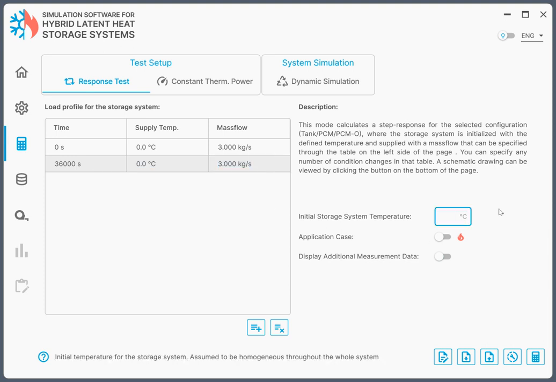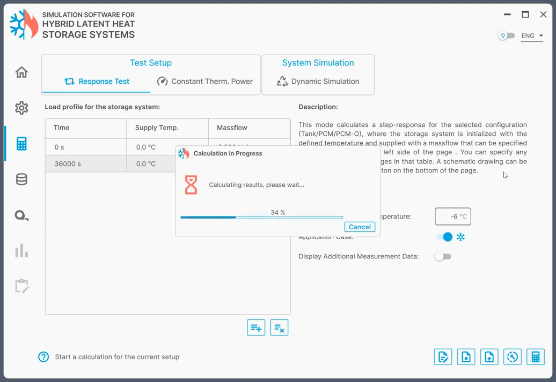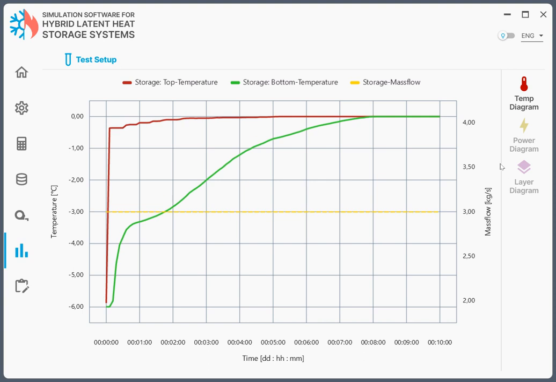The initial temperature of the tank system will be minus 6 degrees Celsius, and we change from heating case to application case cooling. The simulation shows that the tank is empty after about 8 hours and after a short time delivering very cold, sensible cold, goes over to the phase change and then goes for the next 6 hours to a normal heat exchange.